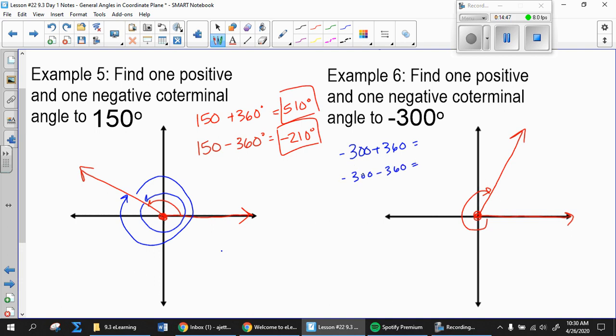Now, we can add or subtract any multiple of 360. So 360, 720, 1080, any of those full circles. So 1 full circle, 2 full circles, 3 full circles. And so what that's going to give me here is 60 degrees. So going from here to here is giving me a coterminal angle, or negative 660 degrees is going to give me a coterminal angle. So we can add or subtract 360, 720, any of those numbers, that gives us a full circle that takes us back to the same spot.